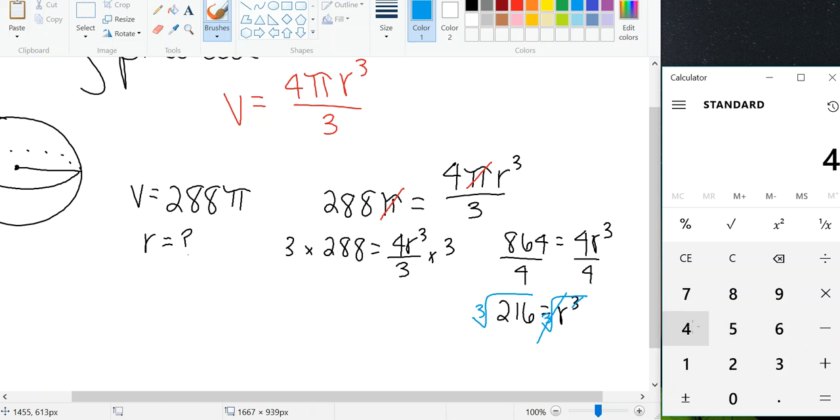Let's try 4 times itself 3 times. Will that give me 216? Nope, that gives me 64. Let's try 5. Nope, that gives me 125. Let's try 6. Bingo! 6 times itself 3 times is 216, which means for this problem that the radius is equal to 6. Yay, we did it.